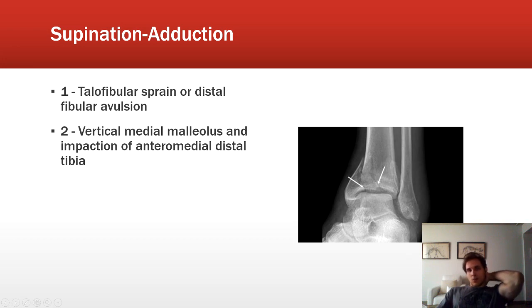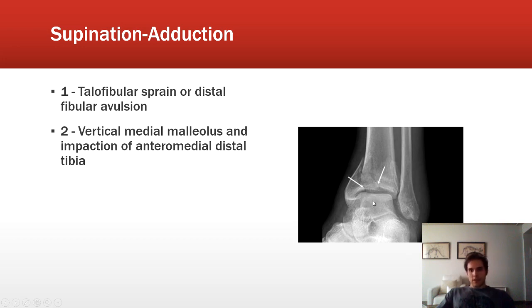And as that supinated foot experiences that adduction force coming across, the soft tissues come under tension on the lateral malleolus, causing the fracture or spraining the ligaments. And then the forces continue medially and upward, and you end up with either a vertical medial malleolus fracture, which is what you see here, and potentially impaction of the anteromedial distal tibia, which you also see here.